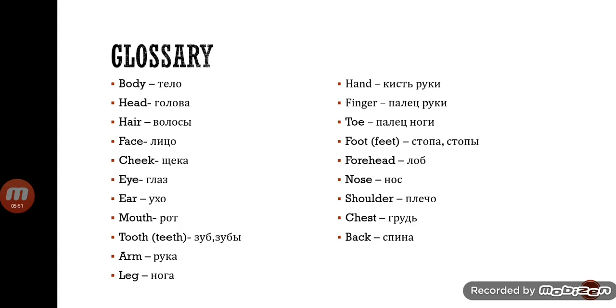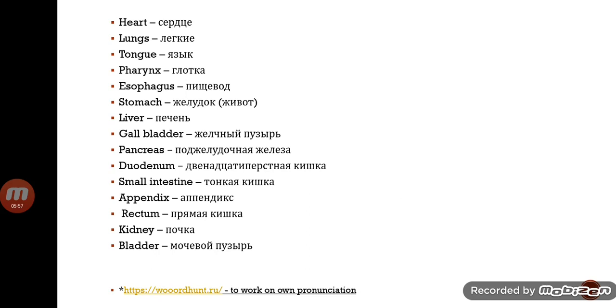nose, shoulder, chest, back, and some internals. Heart, lungs, tongue, pharynx, esophagus, stomach, liver, gallbladder, pancreas, duodenum, intestine, appendix, rectum, kidney, bladder. All these words also must be noted, don't forget about it.